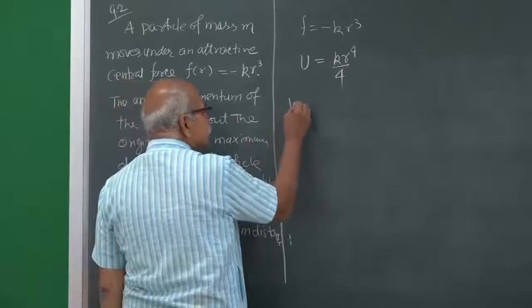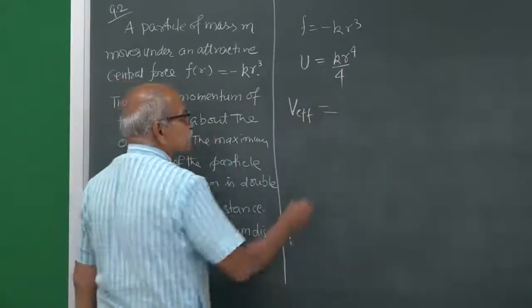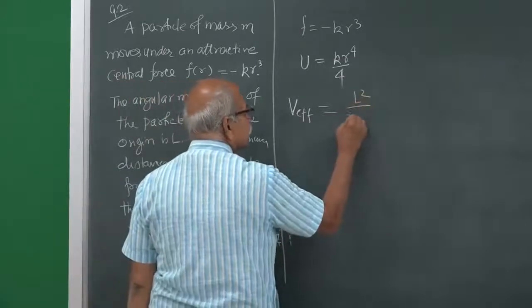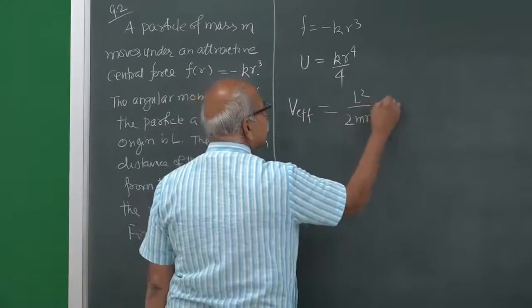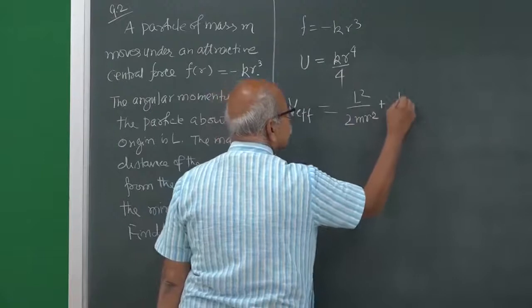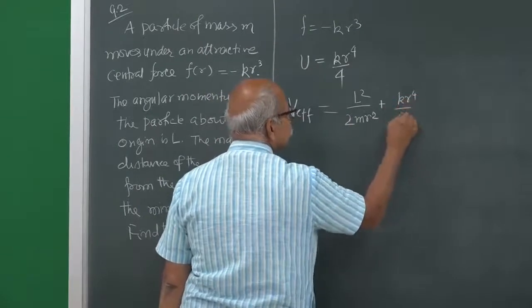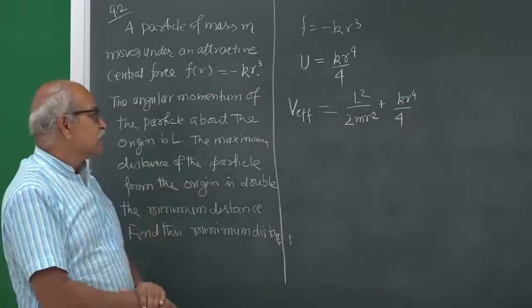What is V effective? We have used this terminology. V effective is L square by 2 m r square, and then the actual potential energy, which is plus k r to the power 4 by 4. This is the effective potential energy.